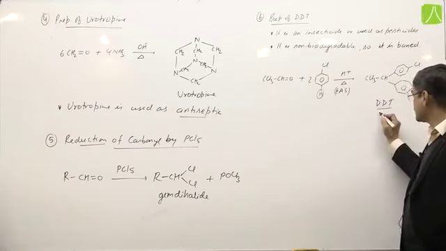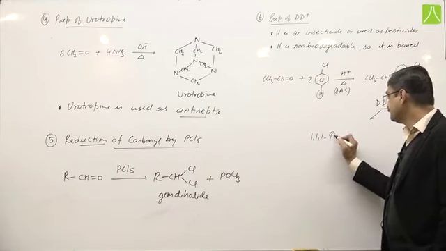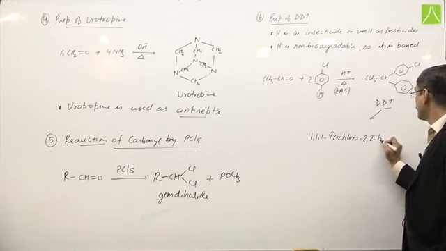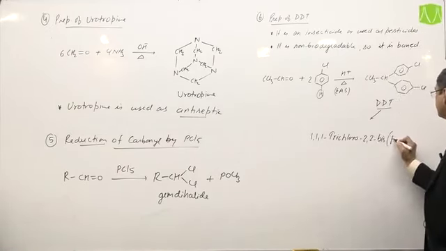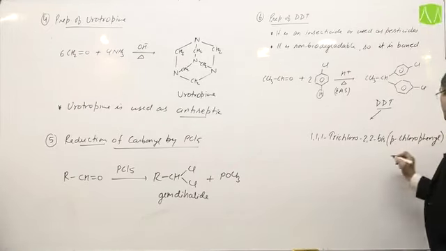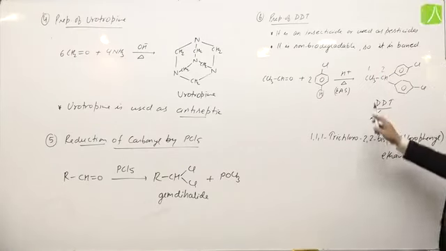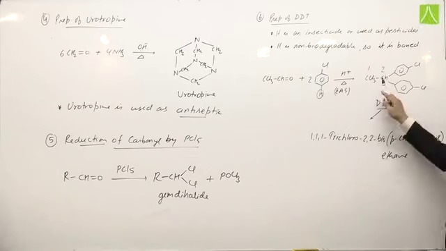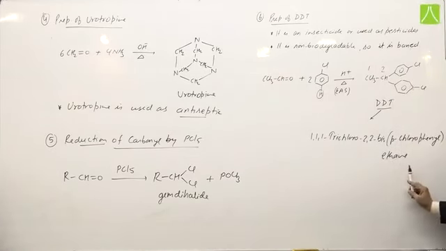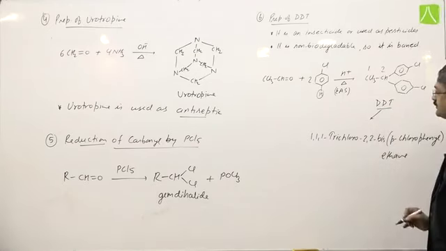The IUPAC name of DDT is 1,1,1-trichloro-2,2-bis(parachlorophenyl)ethane. So numbering is like this. So 1,1,1-trichloro-2,2-bis(parachlorophenyl)ethane. This is the IUPAC name. Our common name is dichloro-diphenyl trichloroethane.